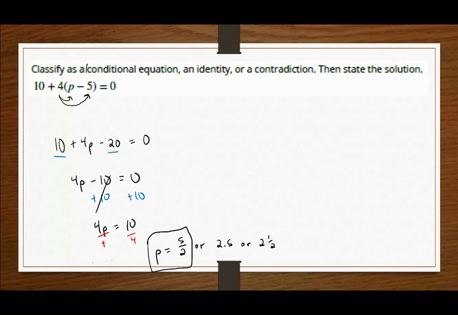That tells me this must be a conditional equation. The equation itself will only be true if p is equal to this value or any of the equivalents that are shown here. So that must be the conditional equation.